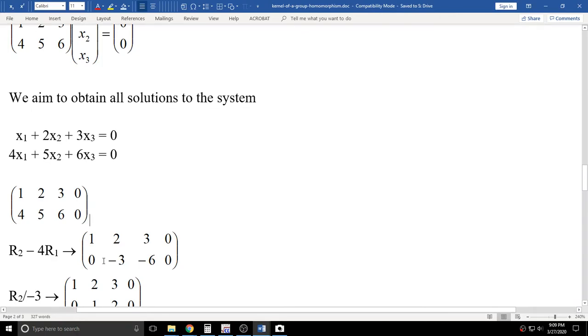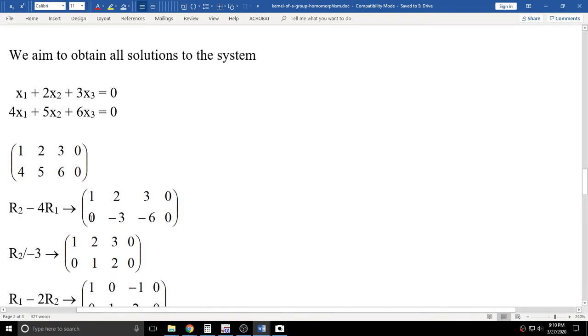Observe that in the present matrix, we could reduce the second row if we divide it by negative 3. The elementary row operation that does that is row 2 divided by negative 3. So 0 divided by negative 3 is 0. Negative 3 divided by negative 3 is 1. Negative 6 divided by negative 3 is 2. 0 divided by negative 3 is 0.